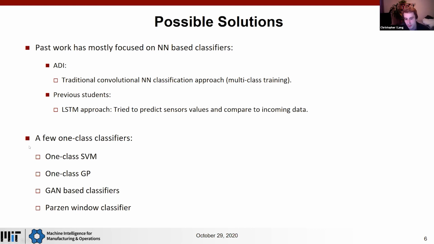There are a few different ones, which I was going to talk about first before going into the Parzen window classifier. The first is one-class SVM, which is an extension of the traditional multi-class SVM approach. The second is one-class GP, or Gaussian process model. And the last is a GAN-based, or generative adversarial network-based, classifier, which I think is pretty interesting. I was just briefly going to cover these three and then finally talk about the Parzen window classifier, which is what I ended up using.